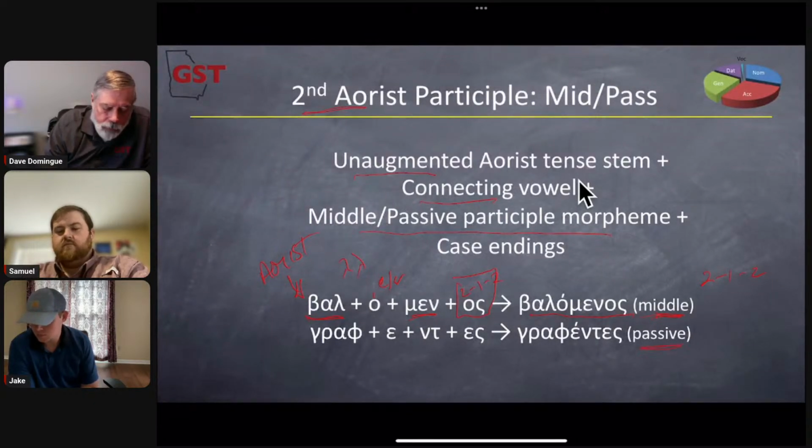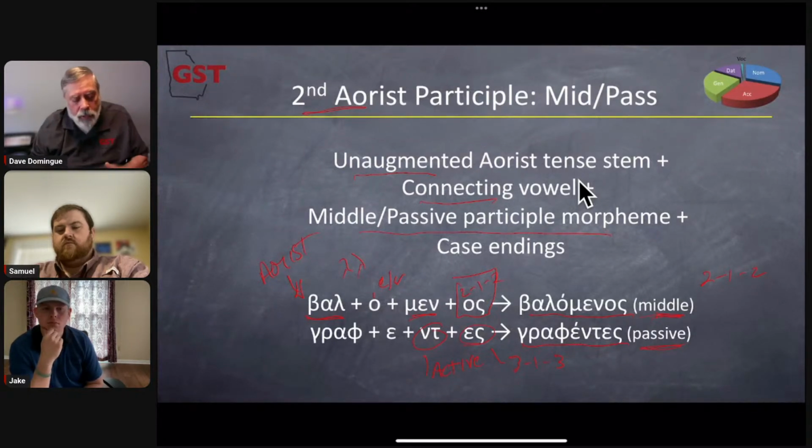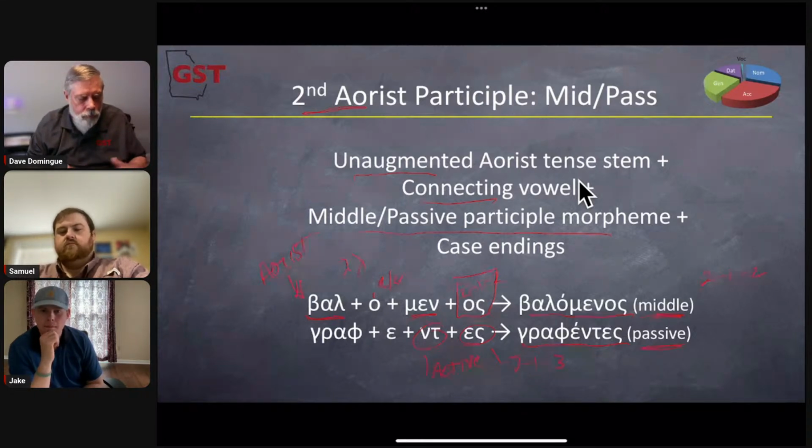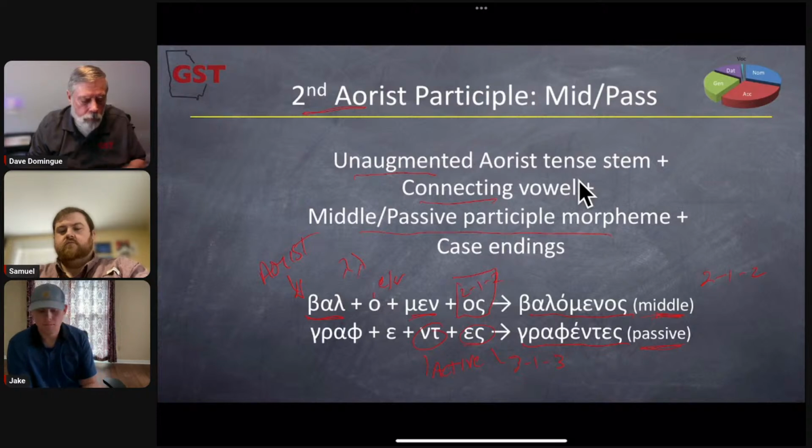For the passive form, it's the same thing. We're going to use the new tau, which is the active voice, used for all active and the aorist passive, and it's going to use a 3-1-3 declension pattern, and so we get gorafentes. A lot of stuff I know, but I want you to see the patterns. Every single pattern you've already seen, you've already done. It's just now making sure you put them together.